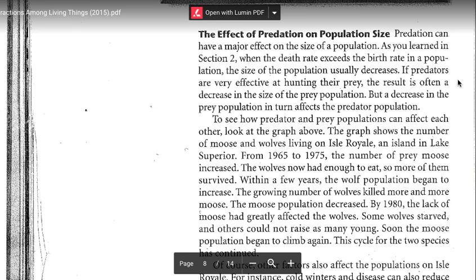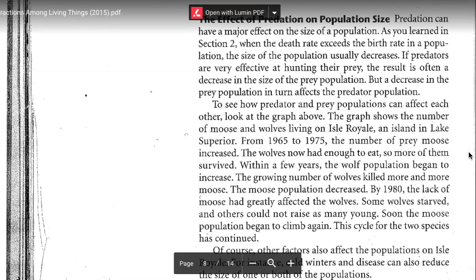If predators are very effective at hunting their prey, the result is often a decrease in the size of the prey population. But a decrease in the prey population in turn affects the predator population. Think about it. If there's not enough food, then that's going to hurt the predators. To see how predators and prey populations can affect each other, look at the graph above. The graph shows the number of moose and wolves living on Isle Royale, an island in Lake Superior.